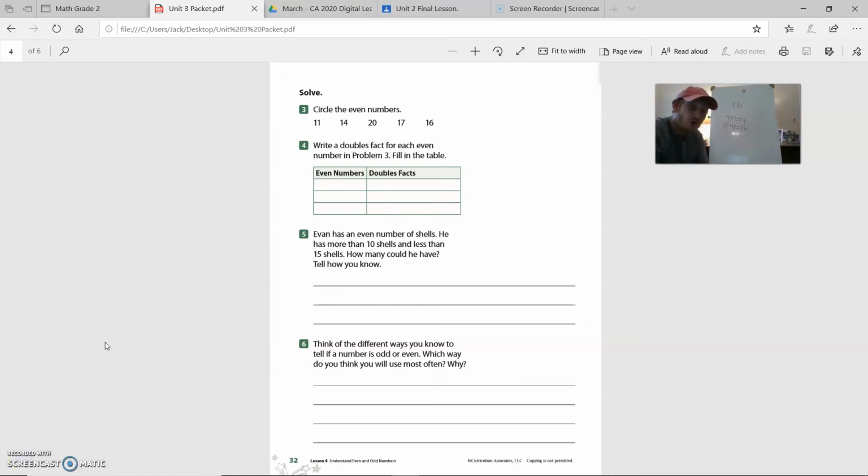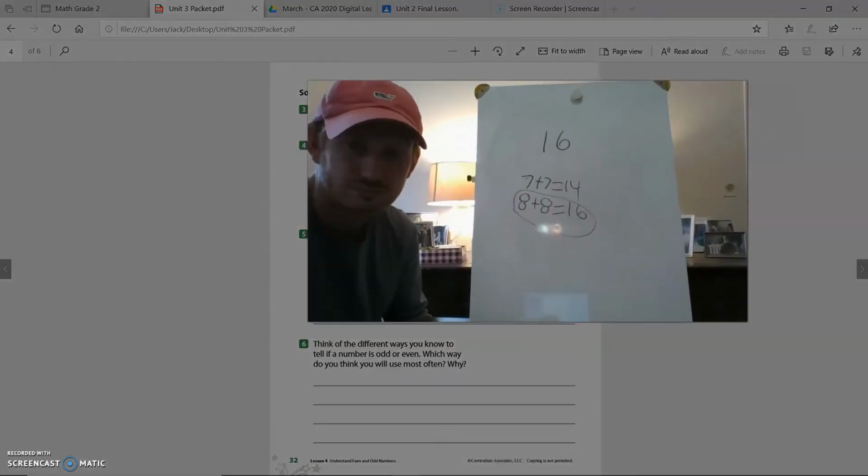So 5 is a little bit of a tricky word problem, but I think that we can definitely handle it. It's also going to be the last problem that we do. Number 5 says, Evan has an even number of shells. He has more than 10 shells and less than 14 shells. How many could he have? And tell me how you know.